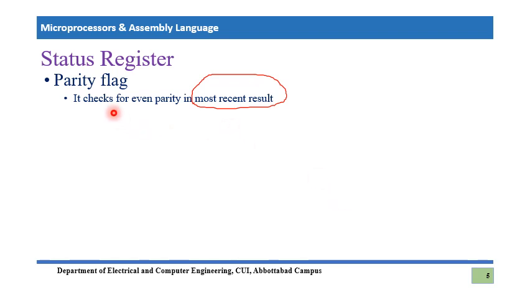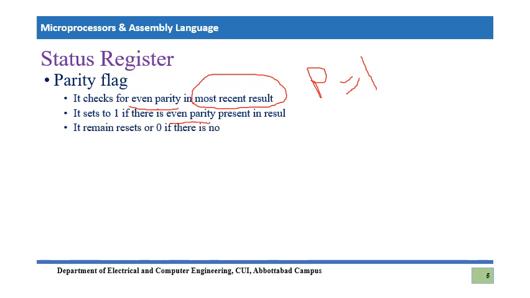So what it does is check whether there is any kind of even parity. And what is even parity? I'm just going to explain. But before that, what it performs: it sets to 1. So the parity flag becomes equal to 1 whenever there is an even parity, right? And it remains reset, or it becomes 0, if there is no even parity. So the rule is simple. It has to look for the even parity, and if it finds it, P is equal to 1. That means the parity flag becomes 1. And if it doesn't find any even parity, P becomes simply 0.